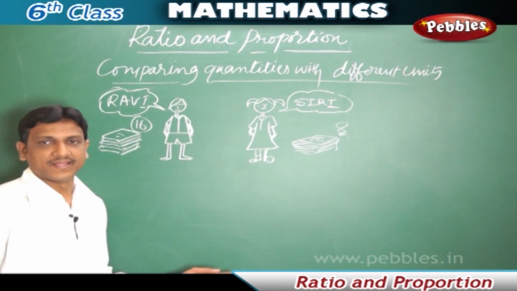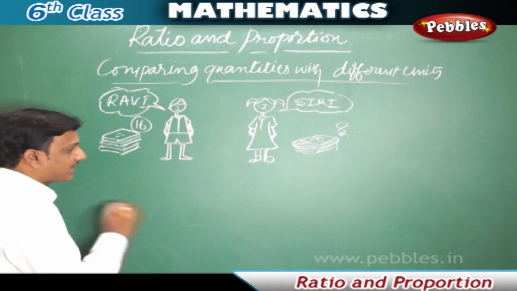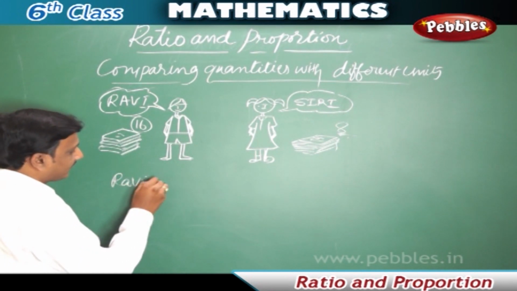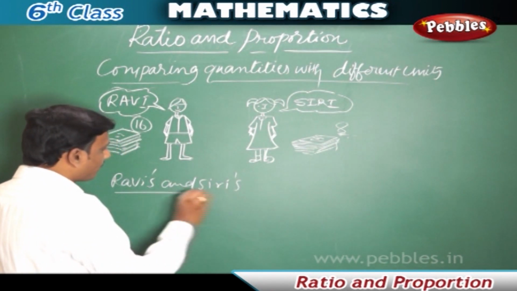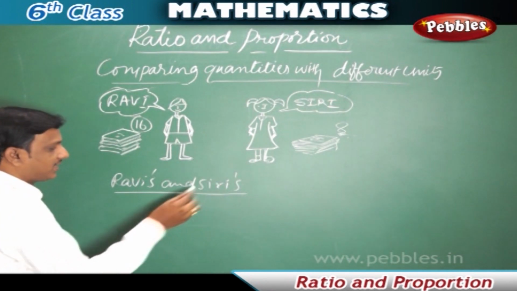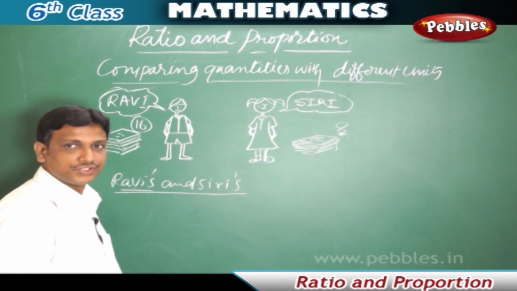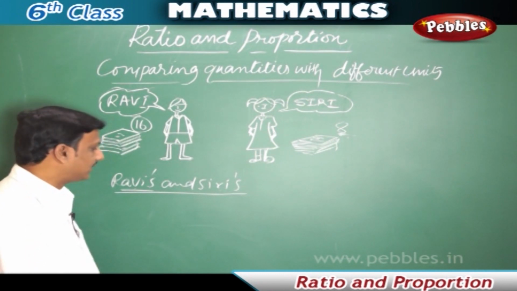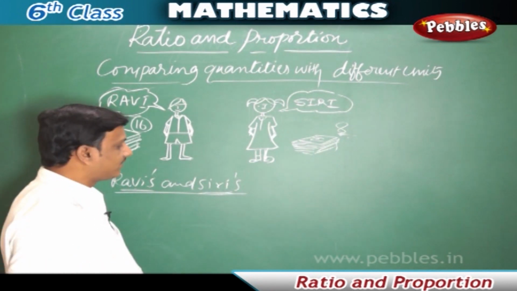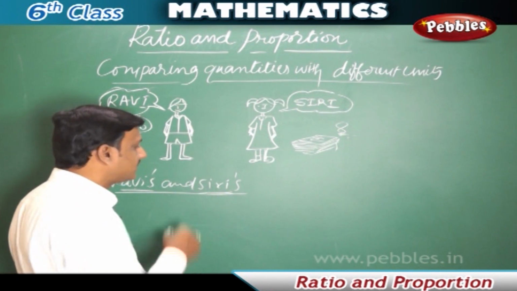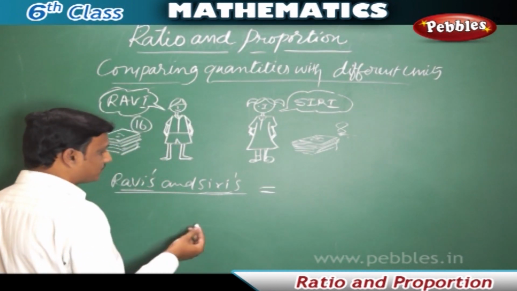Now let us compare the quantity of books. If the comparison is between Ravi's and Siri's, here we have to remember the order of comparison. Ravi's and Siri's, the first one is Ravi. So in our ratio, the first term or antecedent represents Ravi. Siri is asked next. So the consequent or the second term in our ratio represents Siri's quantity. So Ravi's and Siri's books ratio.